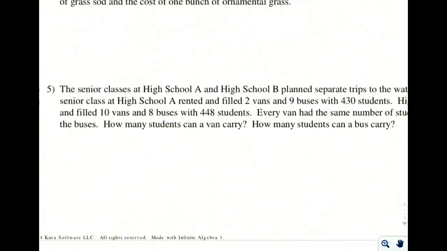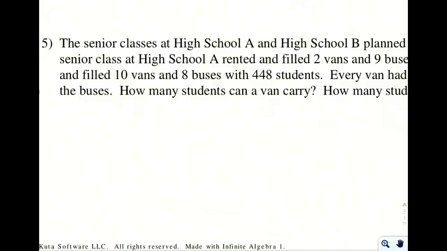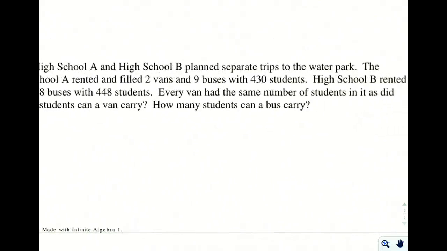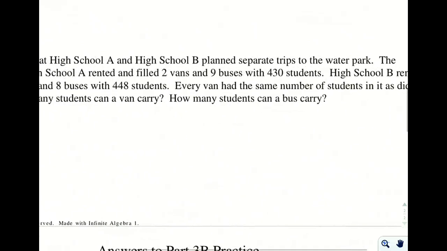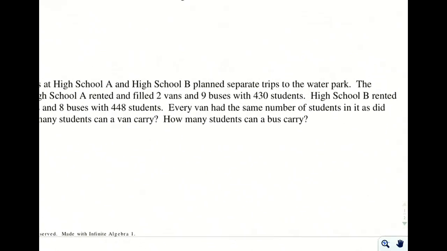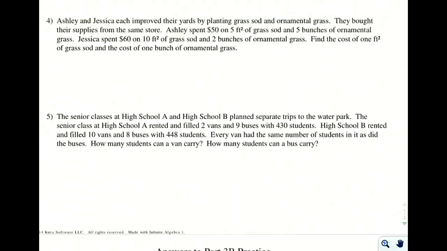And then finally, one more example, number 5 here. It says, the senior class at High School A and High School B planned separate trips to the water park. So two high schools, A and B, trips to the water park. The senior class at High School A rented and filled 2 vans and 9 buses with 430 students. High School B rented and filled 10 vans and 8 buses with 448 students. It says every van has the same number of students as did the buses. So every van has the same number of students, every bus has the same number of students. How many students can a van carry and how many students can a bus carry?